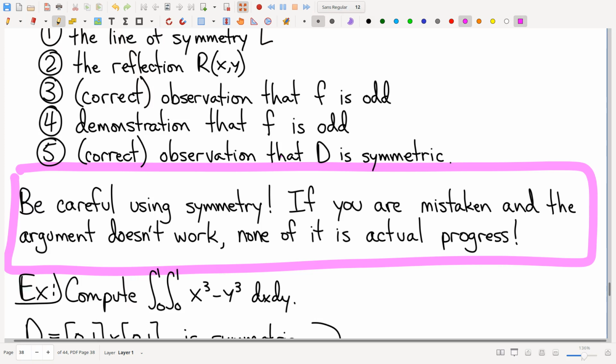Yeah, question? Is all you have to do to make sure it's symmetric, flip like the x's and see that it's the same?